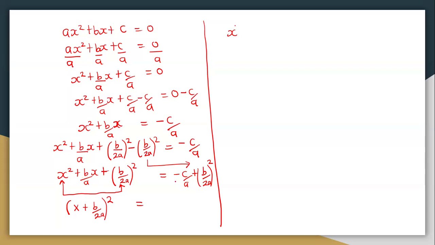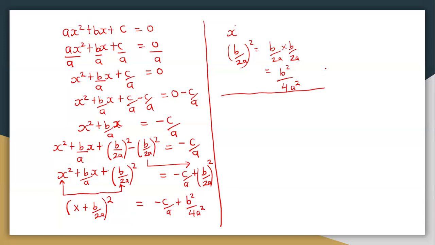So this one will equal negative c out of a plus b out of 2a, everything squared. This means b out of 2a times b out of 2a. So b times b gives us b squared out of 2a times 2a, which gives us 4a squared. So I'll replace it with b squared out of 4a squared. Then I have x plus b out of 2a, everything squared, is equal to negative c out of a, then b squared out of 4a squared.